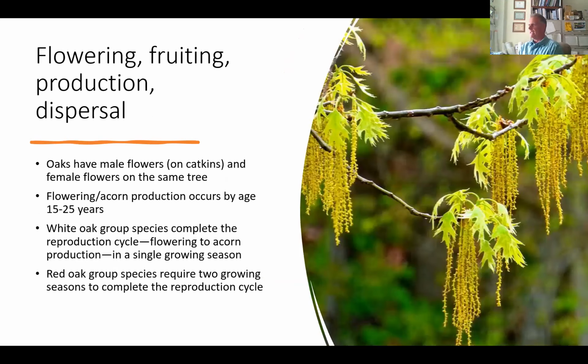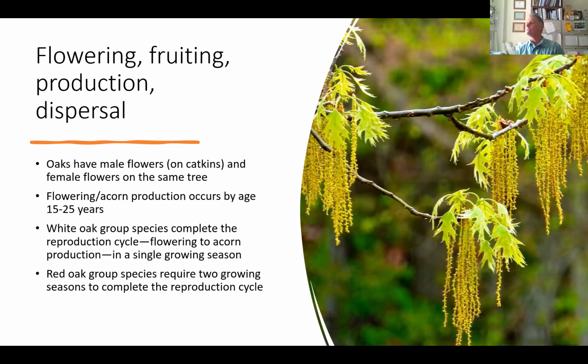So to begin with flowering, fruiting, and acorn production and dispersal, it's important to recognize that oaks have both male flowers on catkins and female flowers, each on the same tree. So this means that all oak trees are capable of producing acorns. This is important to know because there are some tree species that only have female flowers or only have male flowers on them, but oaks have both.